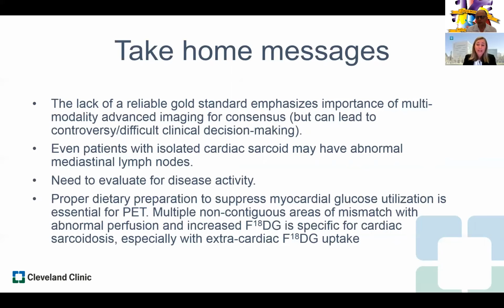So patients with isolated cardiac sarcoidosis may be subsequently found to have abnormal mediastinal lymph nodes on this multimodality imaging, which will allow you subsequently to get biopsy diagnosis to enable you to confirm this diagnosis. And there really is a need to evaluate for disease activity, so degree of inflammation as well as underlying scar. MRI can assist you with this, and this is where building upon that MRI information with cardiac PET can be incredibly useful.